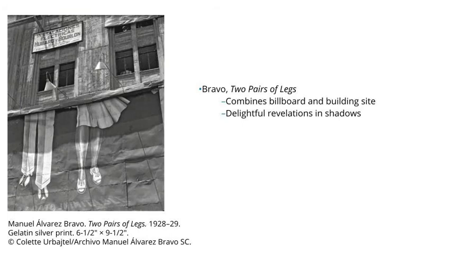Another example of early photography is this piece by Manuel Alvarez Bravo, Two Pairs of Legs. And this actually combines the image on a billboard with the building that is behind it. And you also might notice that there is some special attention played to the shadows for this piece. And the shadows really affect the legs underneath them.